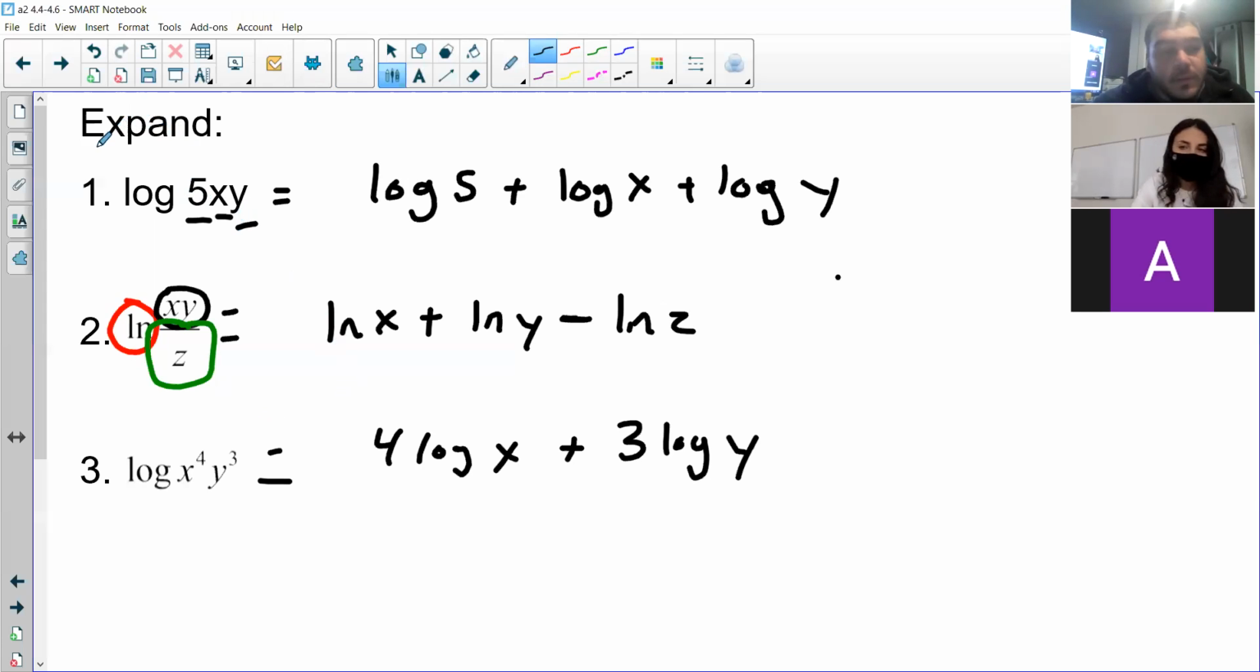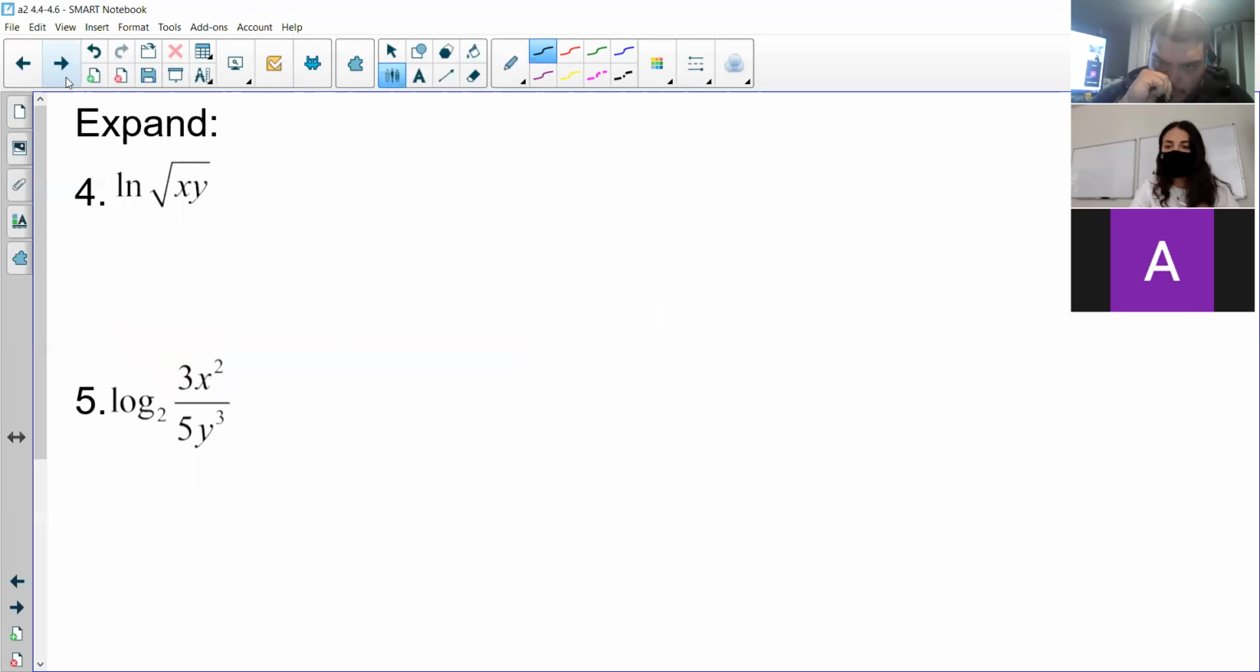All right. Let's go to the next 2 and the final 2 for today. Let's talk about 4 independently, and let's see if we have time for 5 at the end. So let's get down 4 for sure at least. ln square root xy. This is starting to combine a lot of the previous knowledge we learned from previous sections into one. So number 4, ln square root xy.